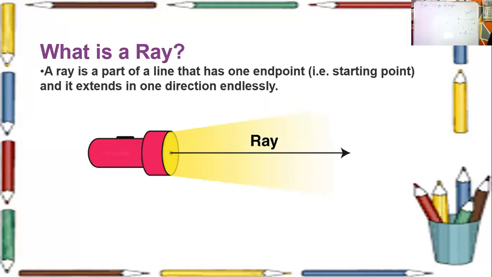What is a ray? A ray has an initial point and there is no terminal point. The line can extend, yes, it can be extended to one side only, but the initial point is on one side. A ray is a part of a line that has one end point. The starting point will be there and it can be extended endlessly. For example, a torch light: the light starts from the torch and goes based on the battery's strength.